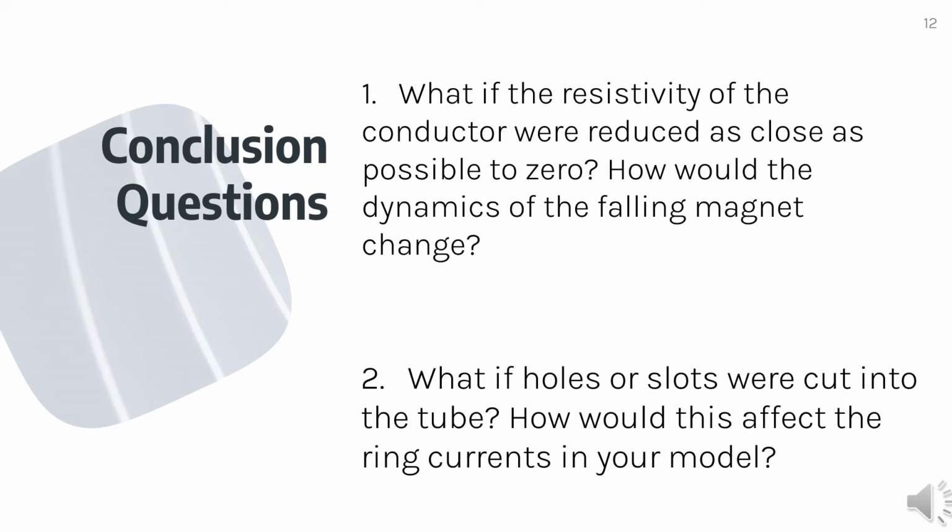Now on to the second question. What if holes or slots were cut into the tube? How would this affect the ring currents in your model? Well, introducing holes or slots results in areas with decreased current. In the absence of aluminum foil in different places along the tube, there will be places where the magnet will fall faster. Instead of the flat line in the center of the velocity versus time graph, the slope would fluctuate up and down.